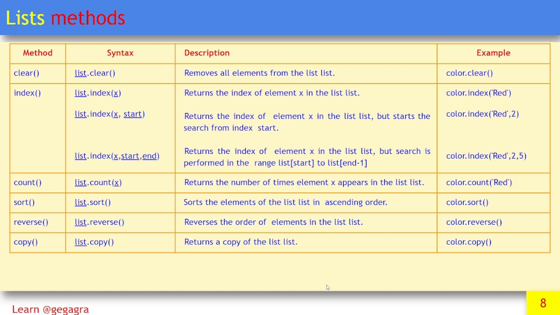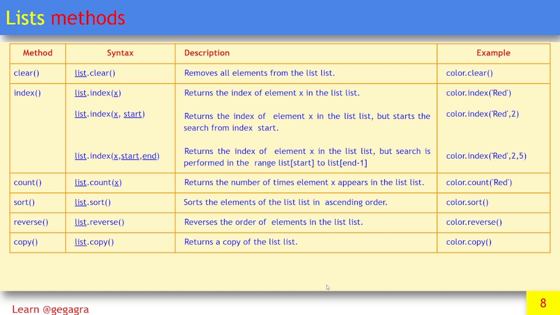list.index(x, start) returns the index of the element x in the list, but starts the search from the index start. Whichever index we give, it will start the search from that index. So if I say color.index(red, 2), it will start searching for red from index number 2.